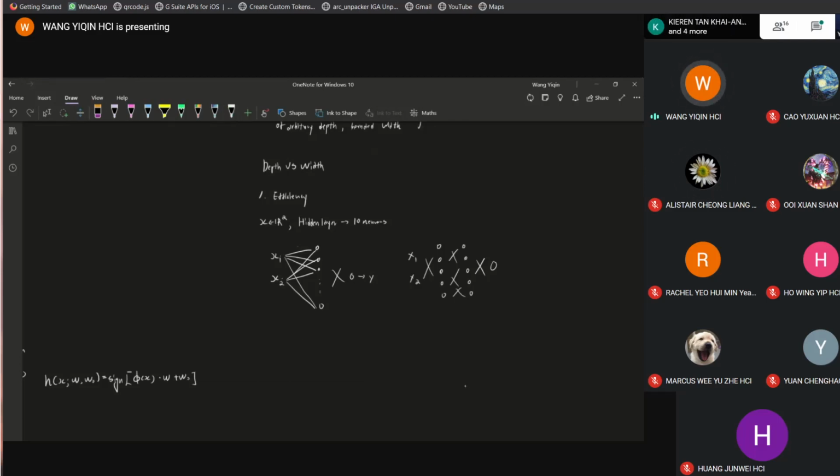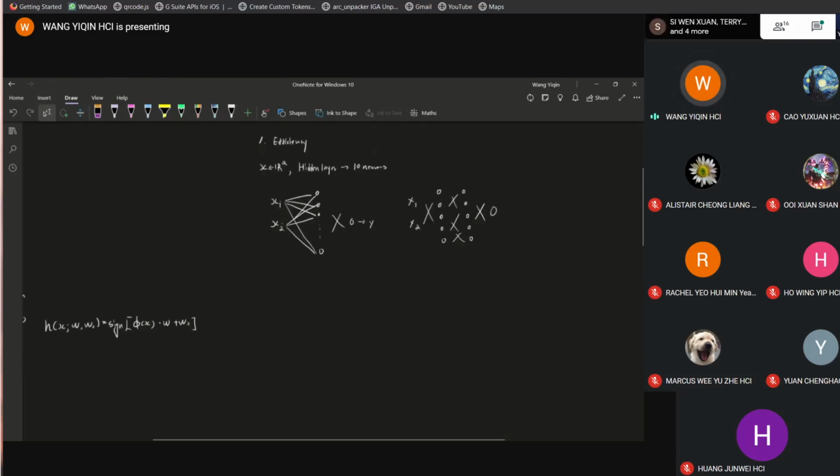But anyways, doing it this way is more computationally efficient. You can empirically prove it, and you can go try it yourself, right? And another reason why you want to do this, which is a bit more hand wavy, is that this depth-wise structure actually allows you to learn hierarchical features.